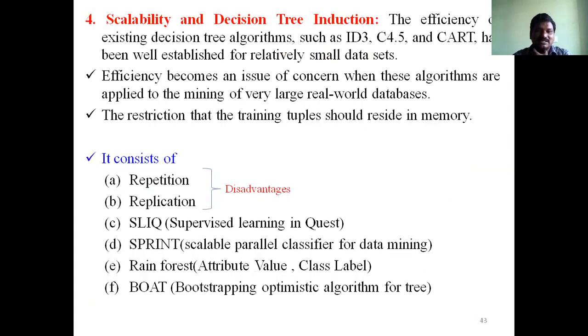The scalability measures are there, along with repetition and replication. What is scalability in decision tree methods? It is about identifying the efficiency. There is SLIQ, supervised learning in Quest, and then SPRINT, a scalable parallel classifier for data mining. RainForest is a very important method, using attribute value and class label. Then BOAT, bootstrapped optimistic algorithm for tree construction. These methods are about scalability, scaling.